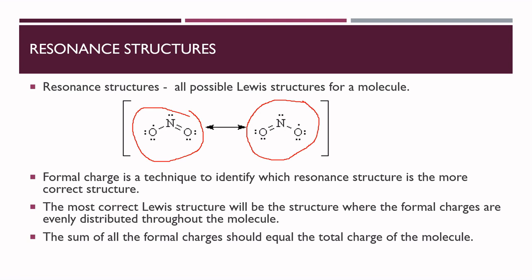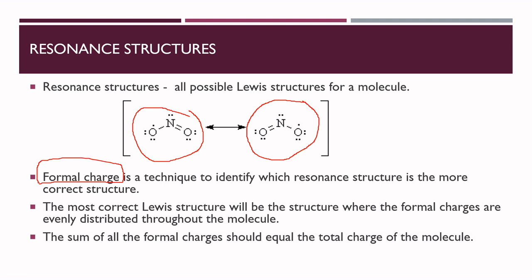So normally, when we look at resonance structures, let's say we have two resonance structures like this. How are we going to identify which resonance structure is the correct one? We identify it by calculating the formal charge of the structure. The most correct Lewis structure will be the structure where the formal charges are evenly distributed throughout the molecule. In this case, we will look at every atom and its formal charge in the resonance structure. And the sum of all the formal charges should equal the total charge of the molecule.